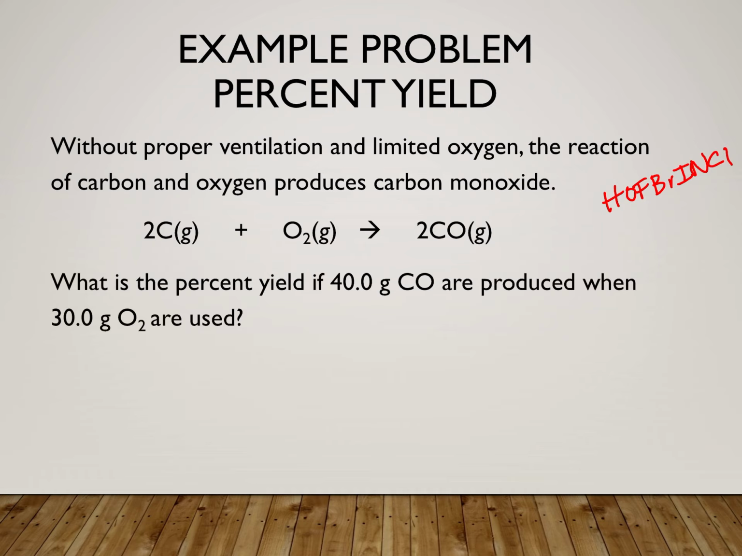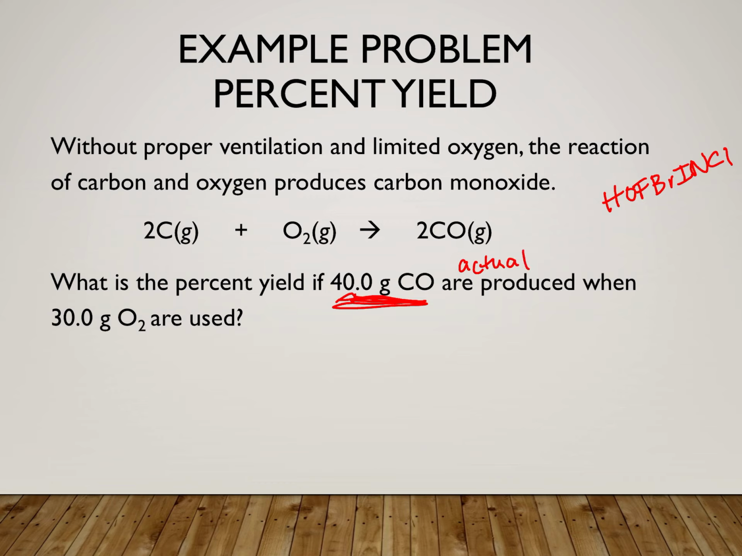So this says, what is the percent yield if 40 grams of carbon monoxide are produced when 30 grams of O2 are used? So a lot of times people will ask me, well, how do I know the difference between this and a limiting reagent problem? Well, in limiting reagent problems, you'll be given both of your reactants and be asked to figure out information about the product. Here, we're being given the product, right? This says it's the amount that is actually being produced. This is an actual yield.